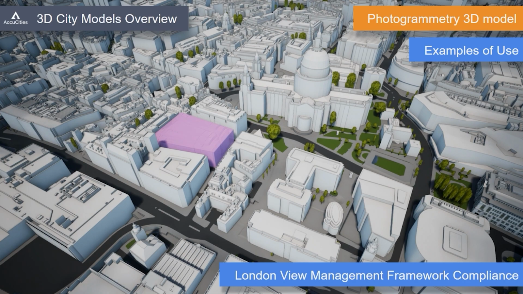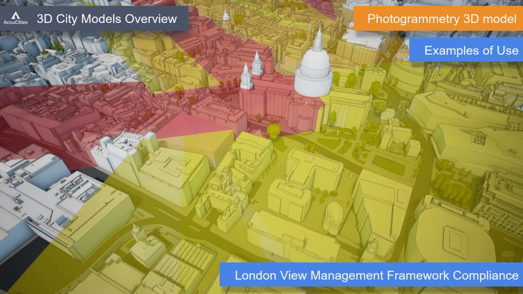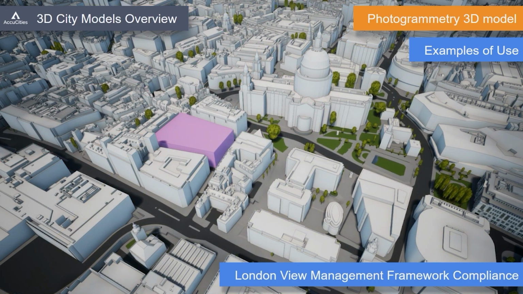Compliance with local planning regulations such as London View Management Framework or St Paul's Heights Maximum Heights Grid represents further constraints on the maximum size of the proposed building.